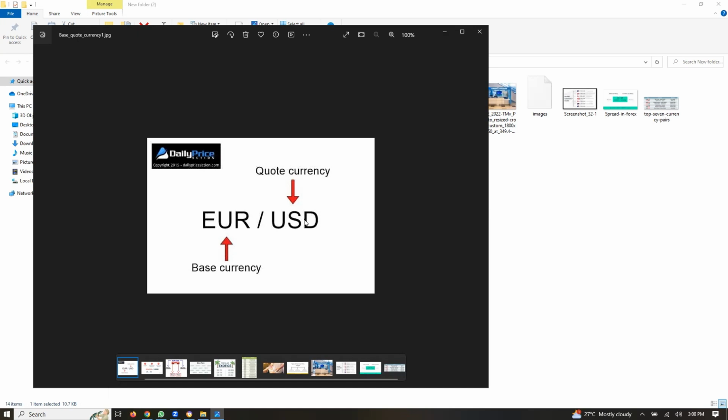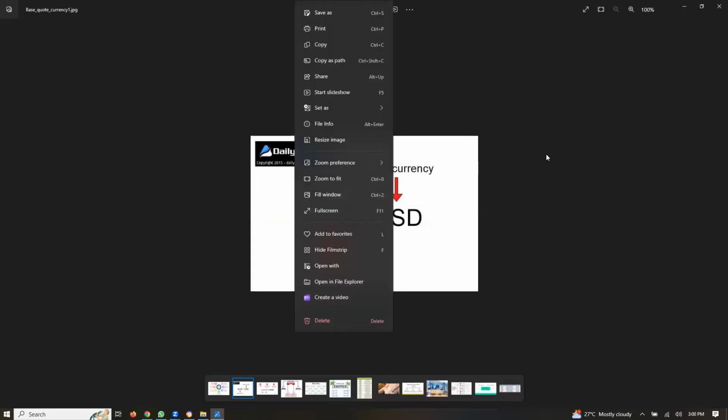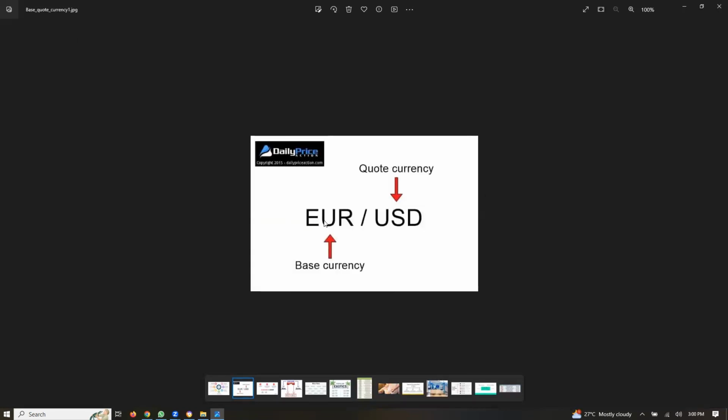For instance, if you check this image you are seeing here, it means that they have paired euro against US dollar, which means that if you have euro and you want to exchange it for dollar, that's what they are trying to tell you. Whenever you see a currency quote like this, which we call a currency pair, the first currency is what we call the base currency, and the last currency is what we call the quote currency.